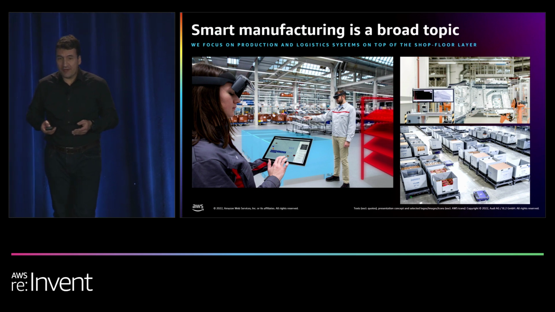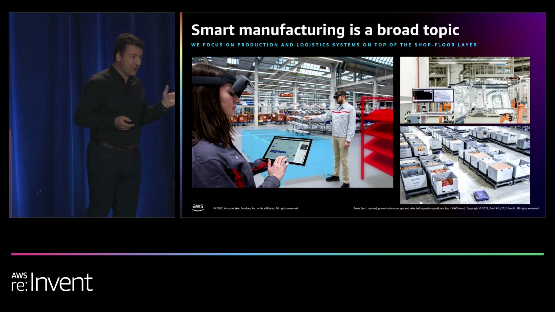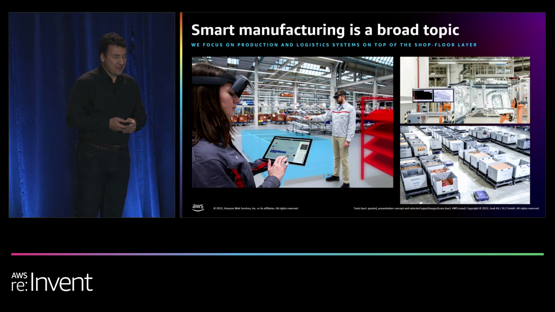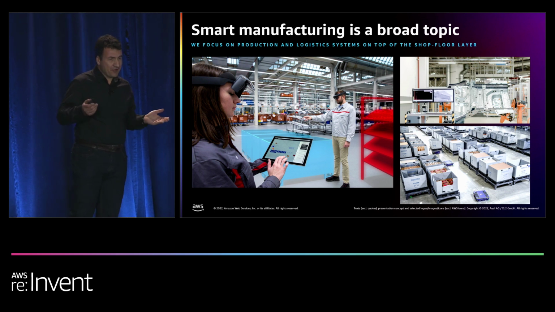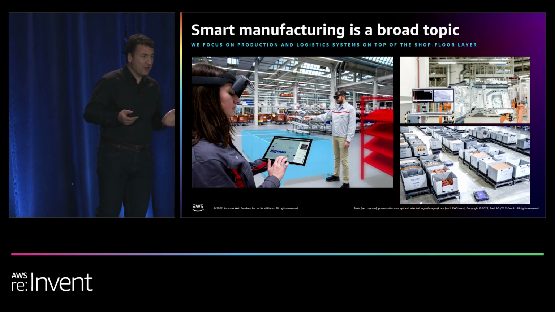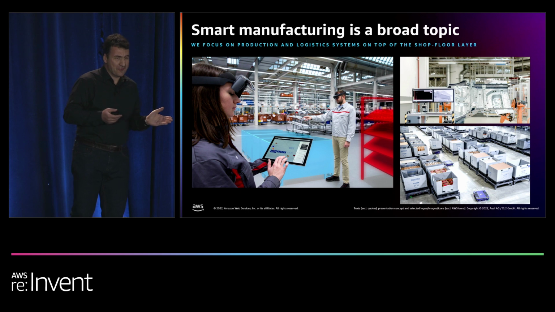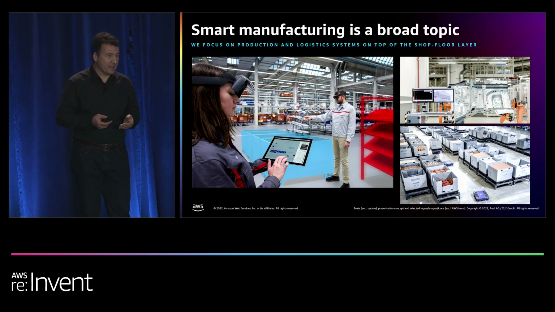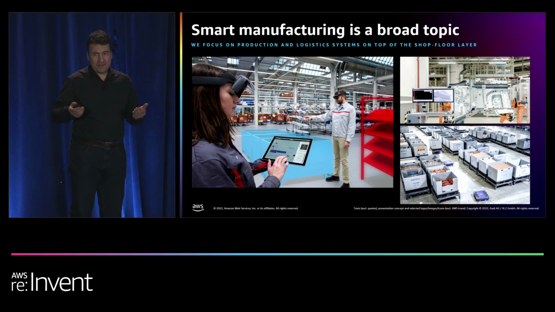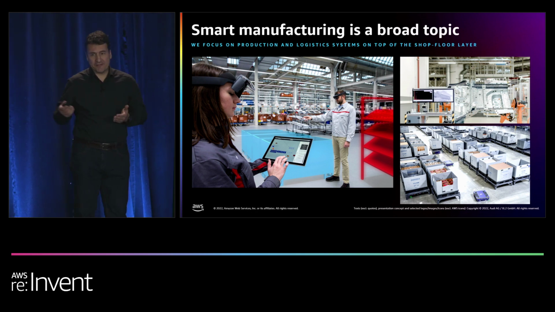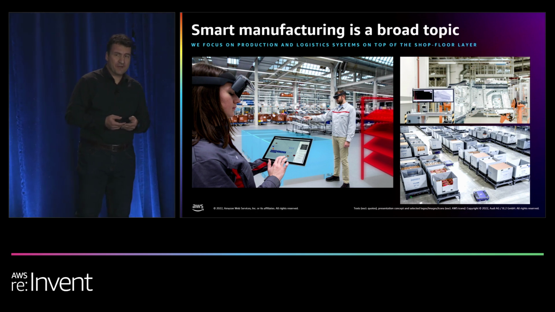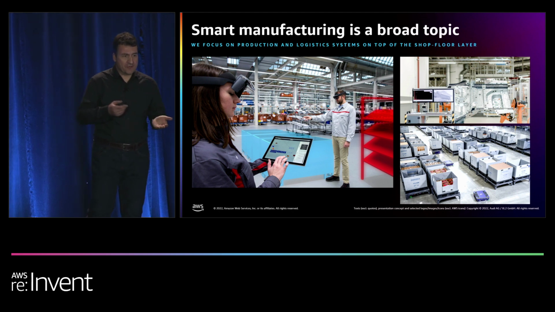Smart manufacturing is a broad topic. Here are some pictures from our Audi plants. If you ask somebody what smart manufacturing is, you'll probably get multiple answers. Some will think of people wearing VR glasses or having tablets and checking the process results. Others will think of CAD designs with digital twins. Others will think of autonomous vehicles or logistics systems that bring the parts to the manufacturing belts.